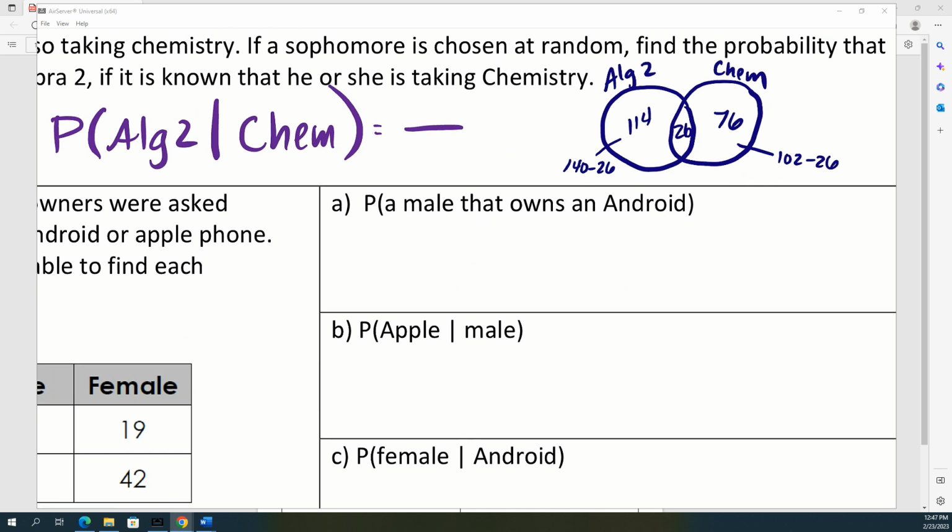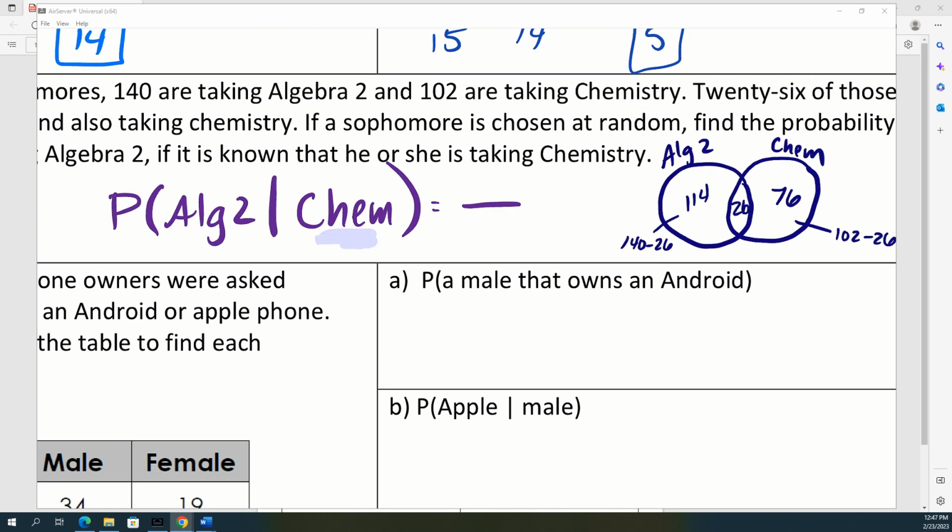So who do we care about? It's either going to be Algebra 2 people or chemistry people. We care about chemistry people. Whatever comes second is who we care about. So there are 102 chemistry people, so we're going to put 102 on the bottom.